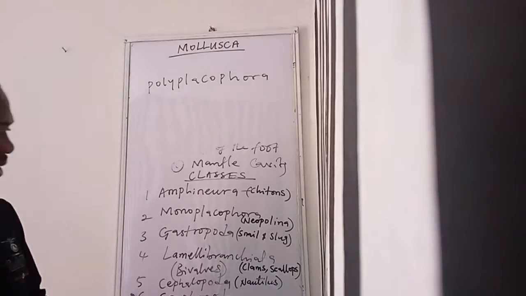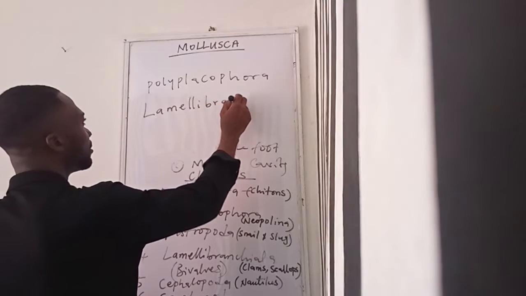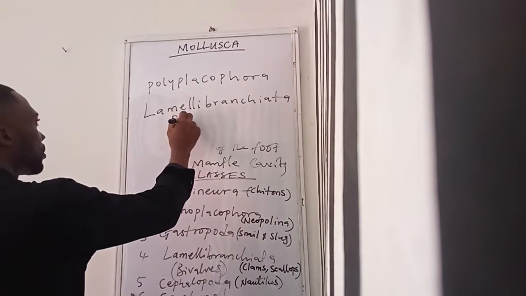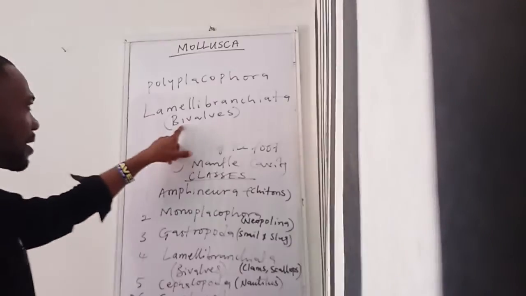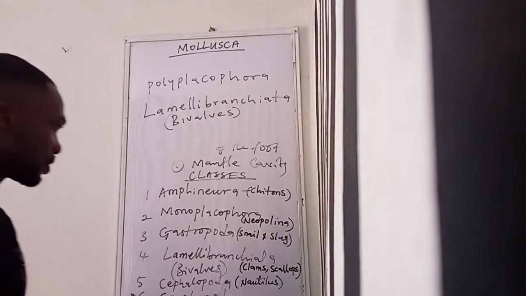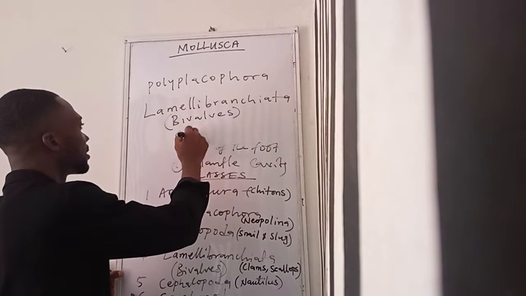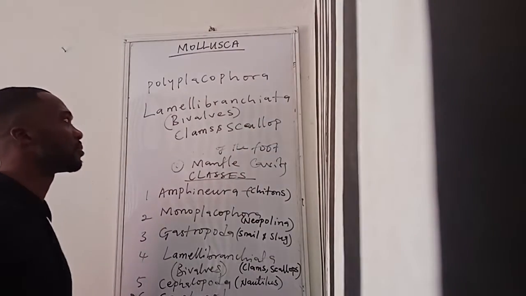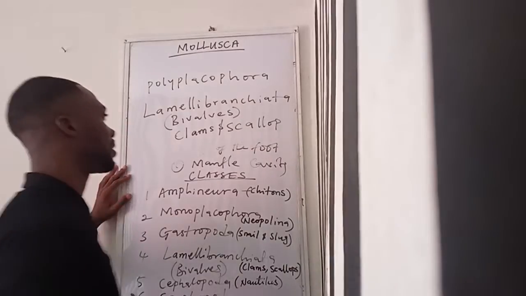The fourth class is lamellibranchata, which is also called the bivalves. The bivalves. So the lamellibranchata, the bivalve is another name. Bi meaning two. So members of this group have two shells. They have two different shells, and that is why they are called the bivalves. Of course, we have examples: the clams and scallop. These are examples of lamellibranchata.